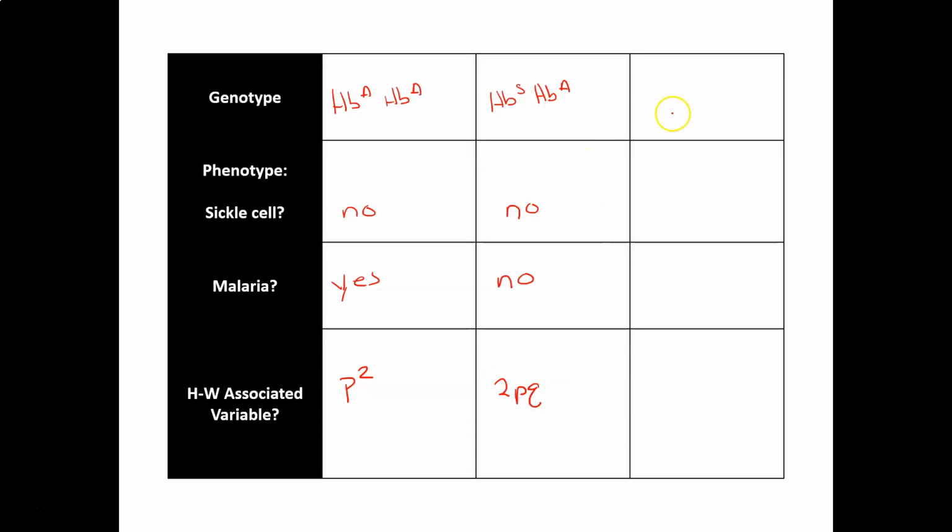Third option, I can be homozygous recessive, in which case I've got two copies of that sickle cell, so I definitely show the sickle cell disease, but I don't contract the malaria. Having at least one copy of that sickle cell provides some protection against that malaria. I come down to my Hardy-Weinberg variables, and that's my Q squared.